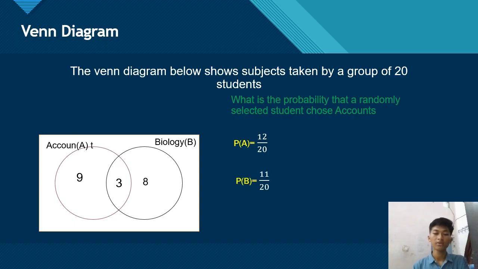The probability that we select a student taking biology is x plus 3, which is 11 over 20, where 20 is the total. And then the probability of accounts and biology is the intersection, the students taking both courses, which is 3.